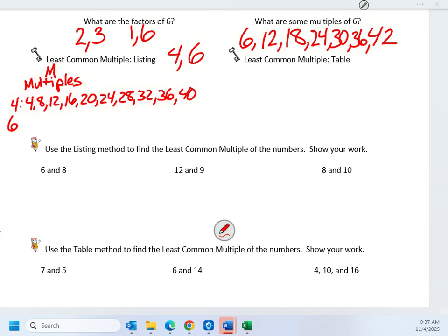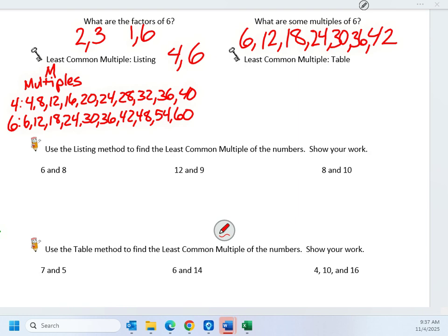Now we need our multiples of 6. Who can tell me the multiples of 6? Matt? 6, 12, 18, 24, 30, 36, 42, 48. Hold on. You're going faster than I can write. 42, 48, 54, 60. All right. Remember, I said just go up to the 10.